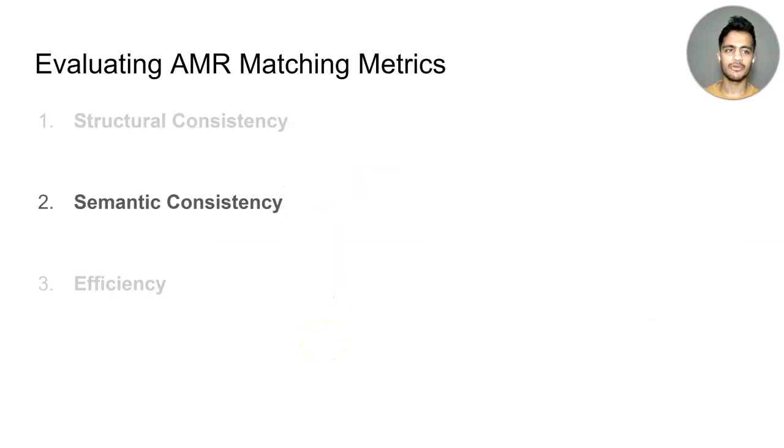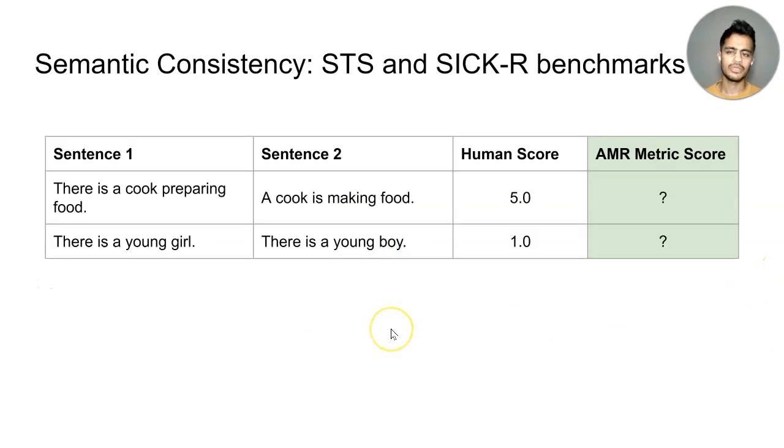The next property that we evaluate AMR metrics on is semantic consistency. To do this, we use two standard benchmarks, STS and SICK-R. These benchmarks consist of pairs of sentences annotated by humans. The scores range from 1 to 5. So 5 is for sentences that mean the same thing, as in the first example, and 1 is when the two sentences mean completely different things. Our goal is to use these human scores as a way to evaluate the AMR metrics on semantic consistency.